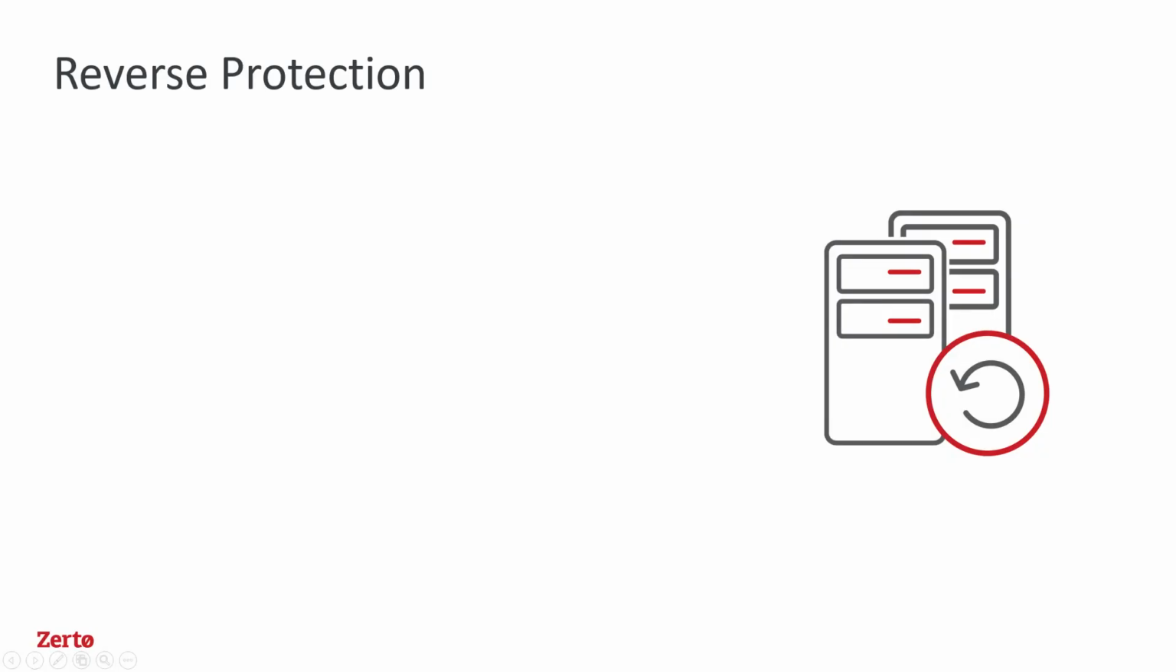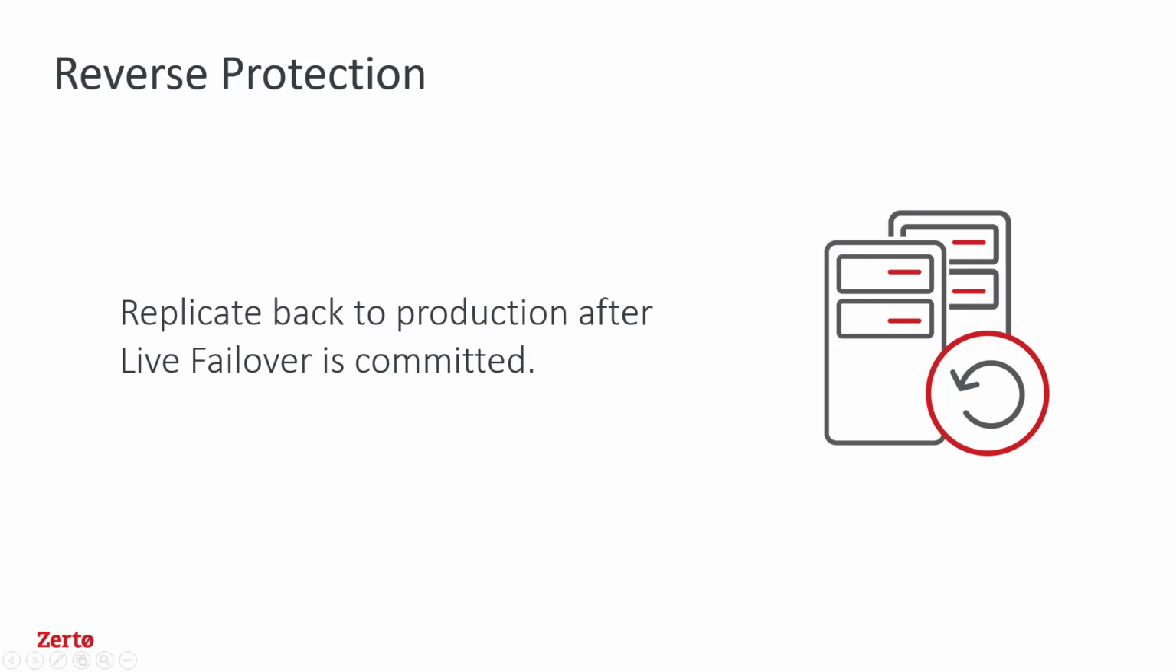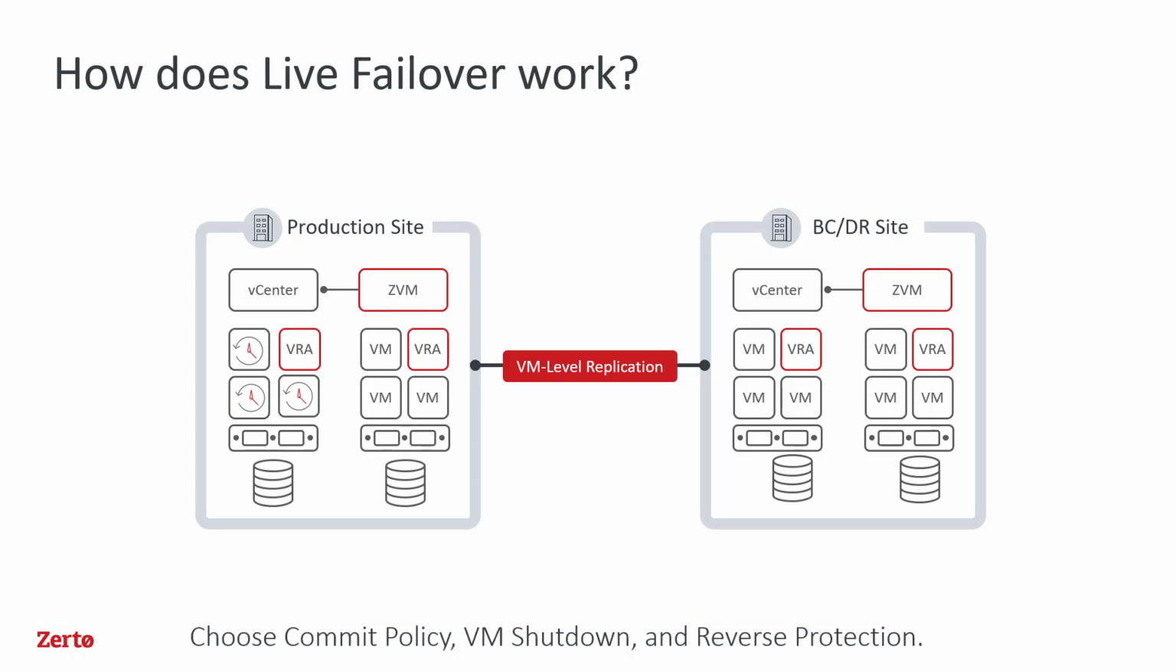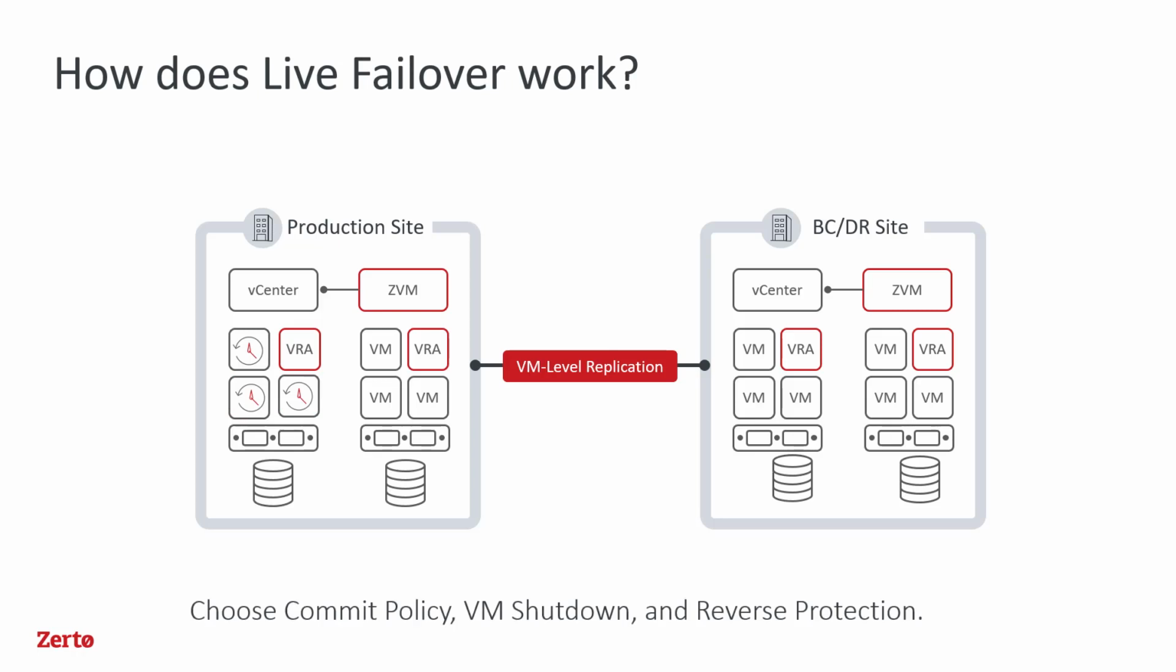Choosing Reverse Protection allows you to replicate back to production after the live failover is committed. Live failover begins by selecting the VPGs or VMs and the checkpoint, as well as the commit policy, VM shutdown, and reverse protection parameters in the wizard.